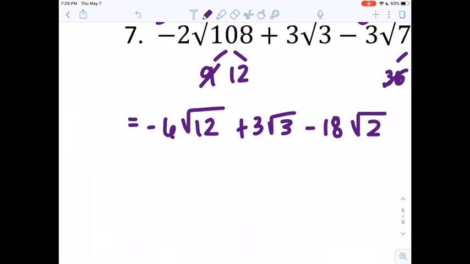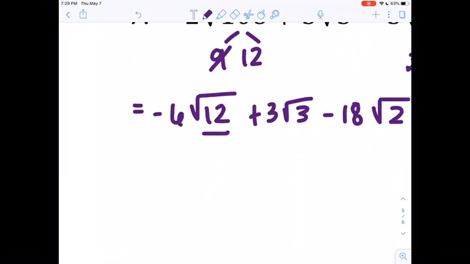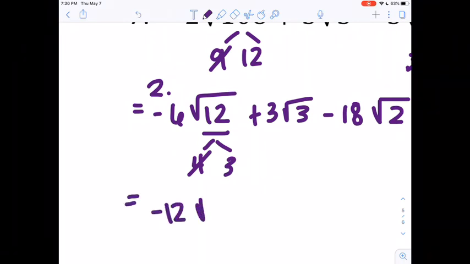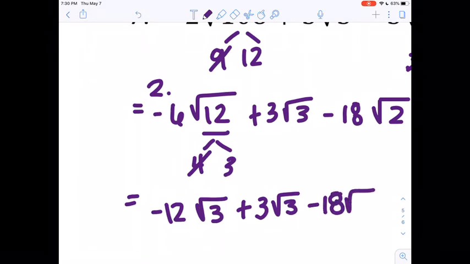So if you get to this point, a lot of us might get stuck and say, oh my god, I can't combine anything, but make sure you are fully simplified. I'm looking at this 12, and I know there is a perfect square that goes into 12. That's 4 times 3, right? So the square root of 4 is 2, so I got to keep simplifying. So this is actually negative 12 root 3 plus 3 root 3 minus 18 root 2.